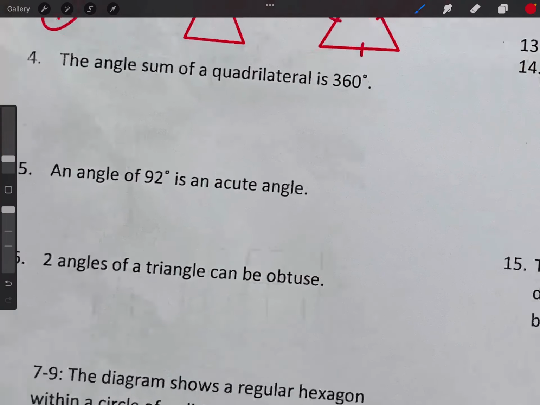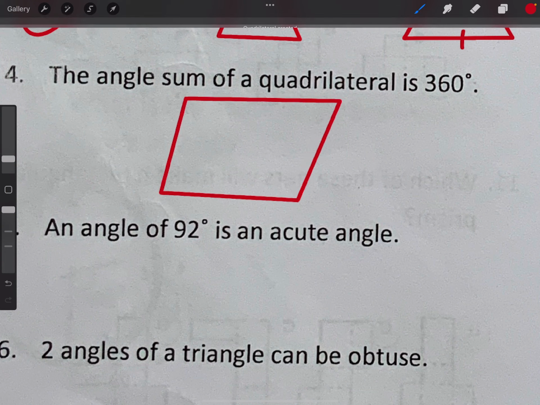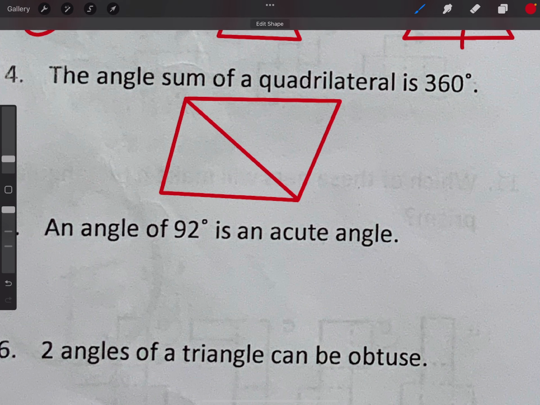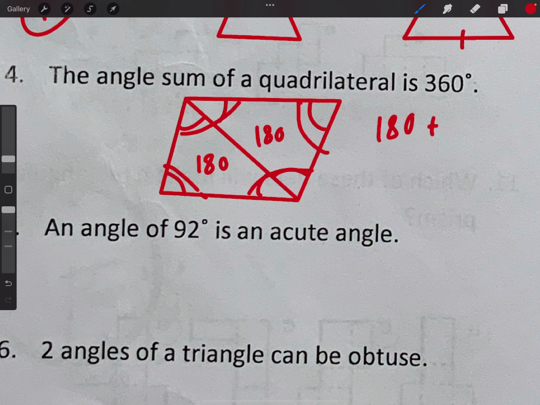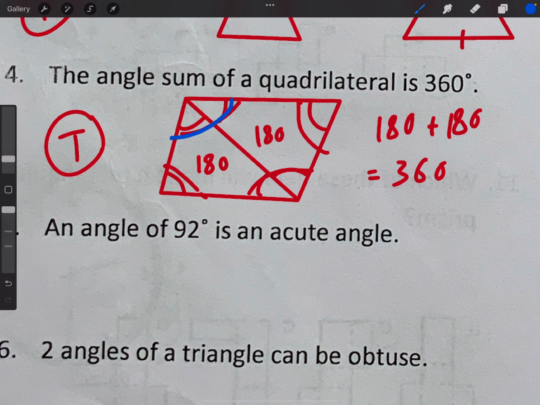The angle sum of a quadrilateral is 360. Quadrilateral just means that there are 4 sides to this shape. So what's the angle sum of this quadrilateral? We can divide any quadrilateral into 2 triangles. A triangle has all the angles add up to how much? 180 degrees. And this one also adds up to 180 degrees. So if you add all these 4 angles together, it'll be 180 plus 180, and that makes 360. So the angles inside a 4-sided shape must be 360, which is true.